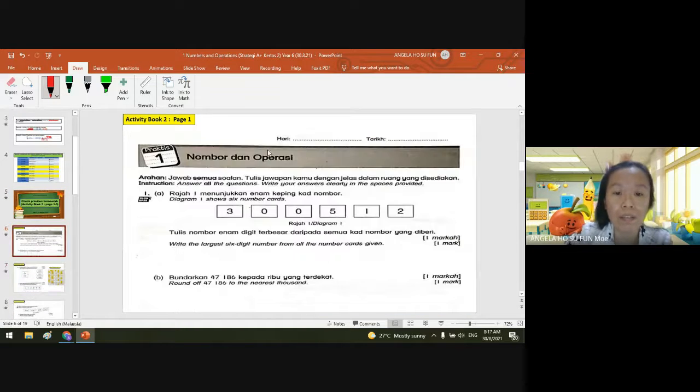So we go on one by one. Look at this, page 1. Question number 1A: Diagram 1 shows 6 number cards, 1, 2, 3, 4, 5, 6 cards. Write the largest 6-digit number from the cards given.